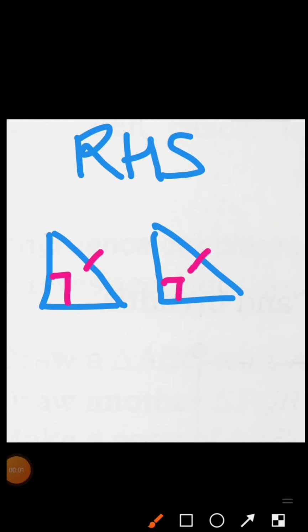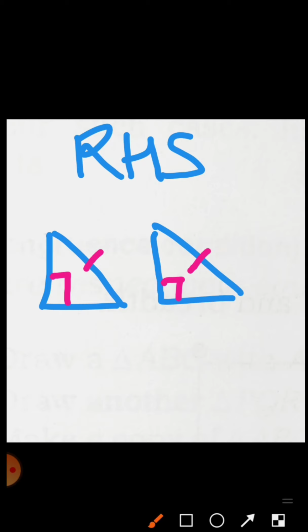RHS congruence condition. It means right angle, hypotenuse and side. The RHS property says that if we have two right triangles, it means both have one right angle. We can see this is showing that these two triangles are right triangles. One angle is right in both the triangles, and we can see this is the hypotenuse. The same mark is showing that these are both equal, so the hypotenuses are equal.